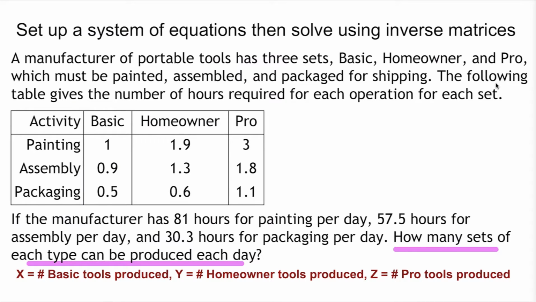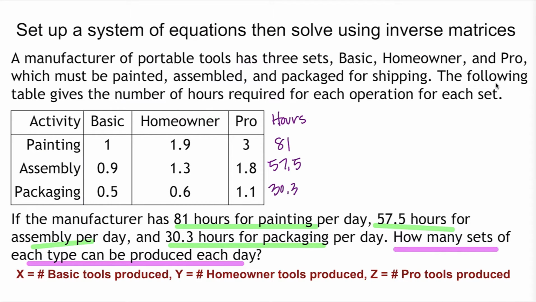We also know that the manufacturer has 81 hours for painting, 57.5 hours for assembly, and 30.3 hours for packaging. We could actually add a fourth column to our table. This would be the total of hours available to us for painting, assembling, and packaging. So we have 81, 57.5, and 30.3 hours respectively. Now let's go ahead and write our system of equations. We're going to write one for each activity.